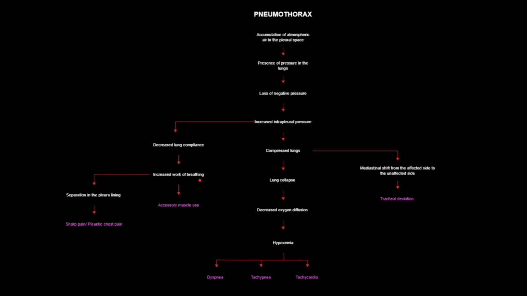When a person's work of breathing is increased, you'll notice that he or she uses accessory muscles. Another thing is that when you increase your breathing, there is a separation in the pleural lining. In that lining, there is an actual nerve ending that supplies the pleural lining. So when there is a separation, the person may experience pleuritic chest pain, or sharp pain in the chest.